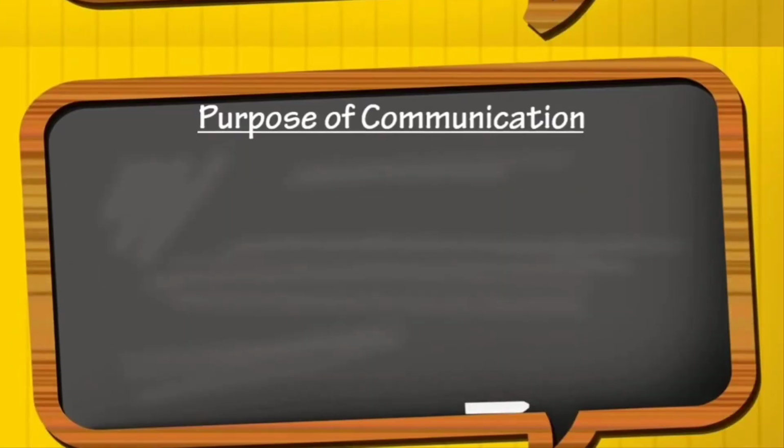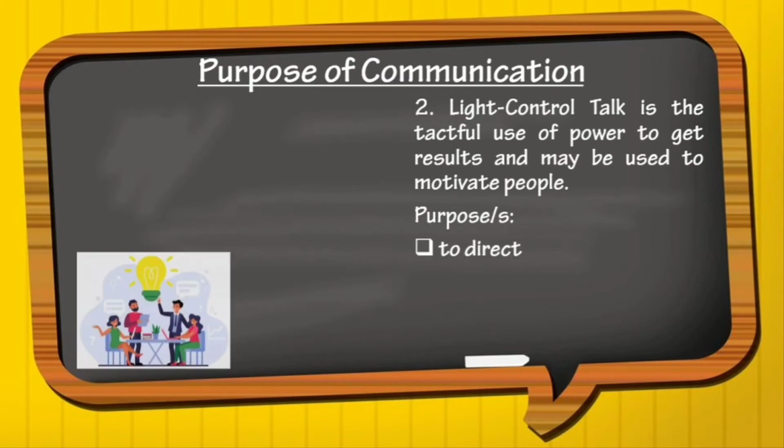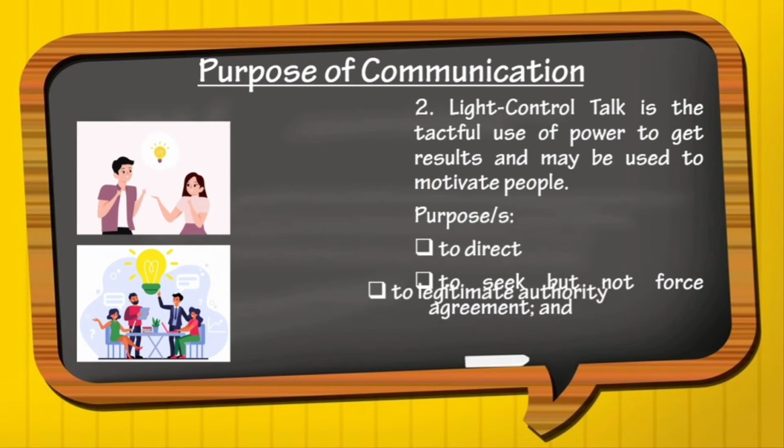Next is the light control talk. The light control talk is the tactful use of power to get results and may be used to motivate people. Light control talk is also used to persuade. Its purposes are to direct or to guide, to seek but not force agreement, and to legitimate authority.